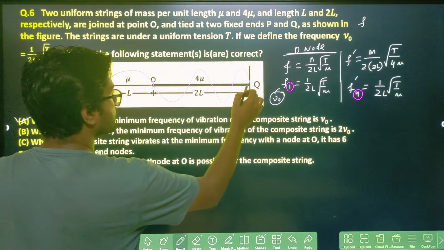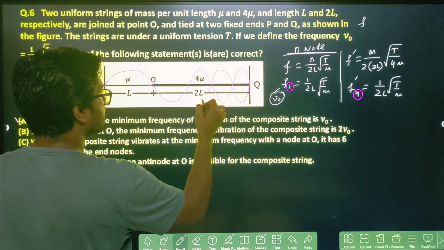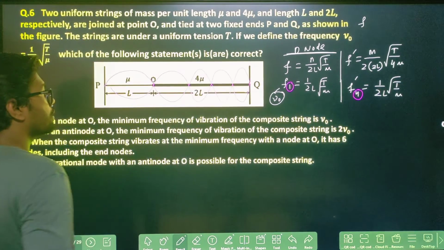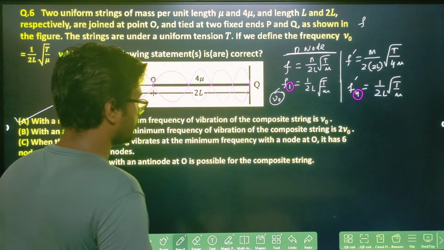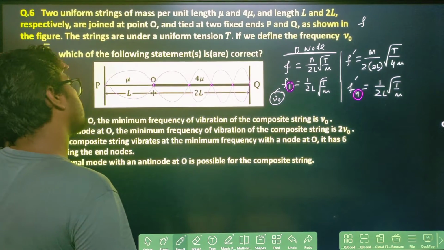Right, it will form like this. Clear? Its spacing is a little bit different, so it should be the same space, right? It will look like this. Clear?